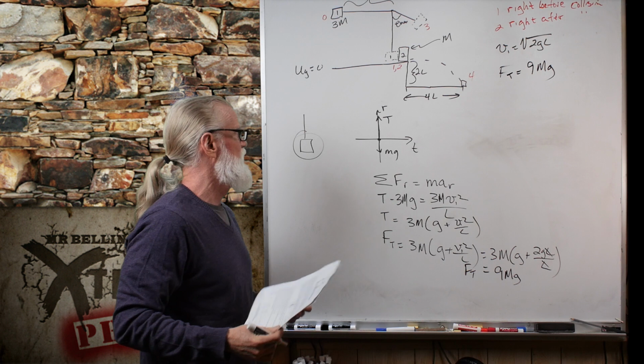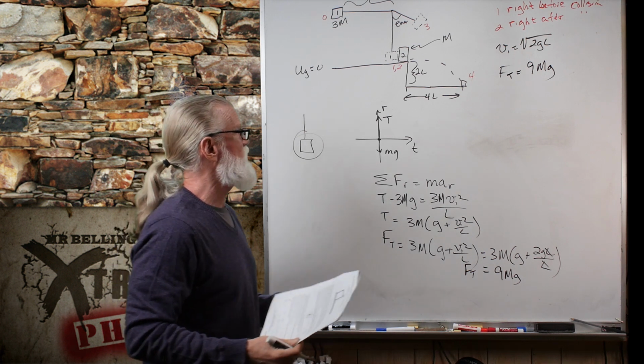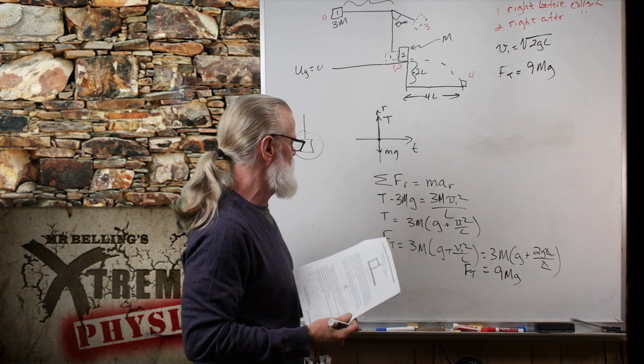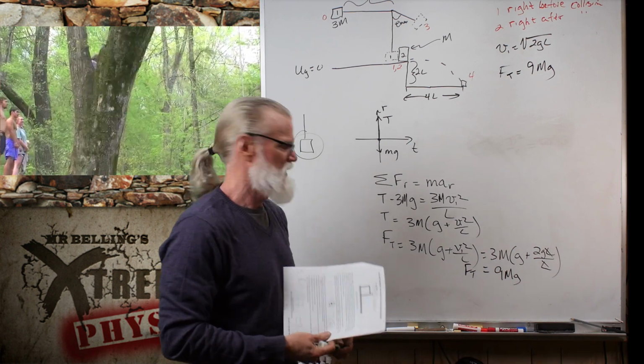Yeah, that's why it's hard when you're swinging down on a rope like that. It's hard to hang on at the bottom because look at the force. The force gets big. Hold on really tight.